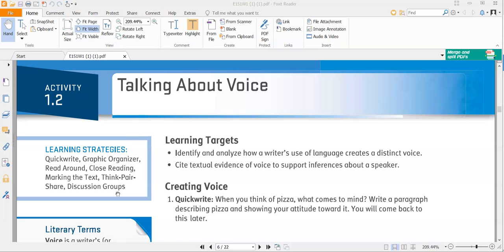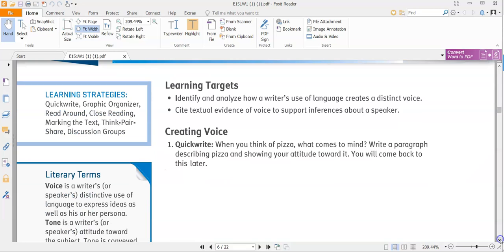So number 1 says creating voice, quick write. When you think of pizza, what comes to mind? Write a paragraph describing pizza and showing your attitude toward it. You will come back to this later. So you're supposed to write a paragraph about what you think of pizza. You're trying to describe pizza and try to incorporate your feelings about it. Like, what's your opinion of pizza? What do you like best about pizza? How does pizza make you feel? When it says your attitude toward it, it's talking about, like, do you love pizza? Do you hate pizza? Like, how do you feel when it comes to pizza? And so that's what you're going to be writing about.